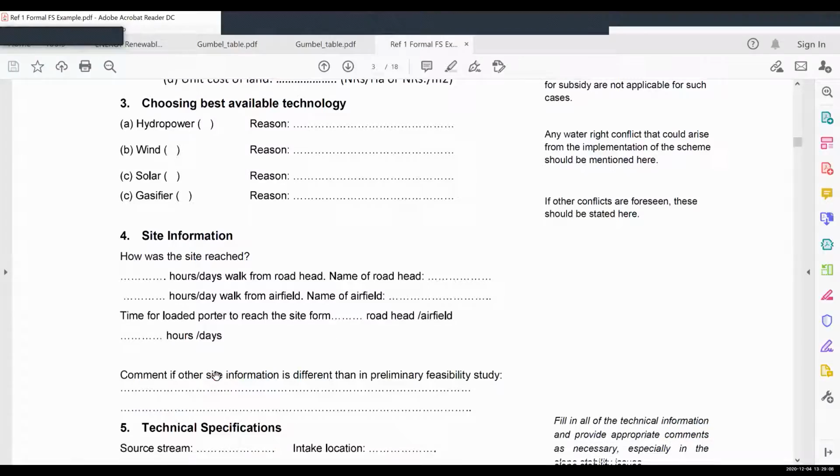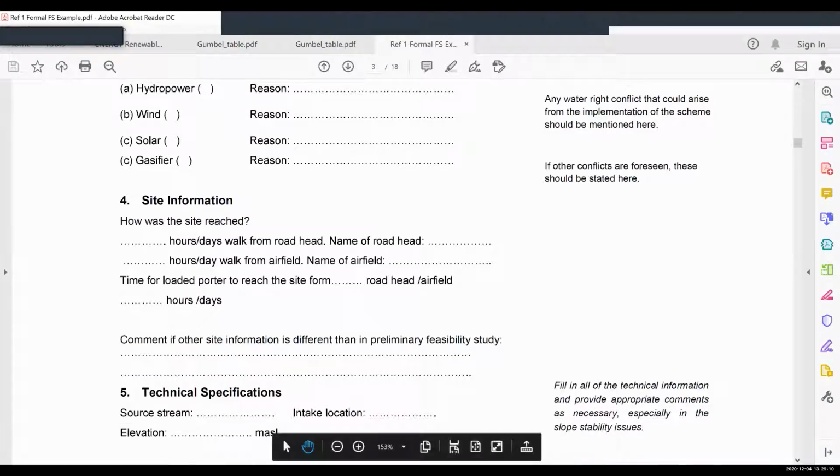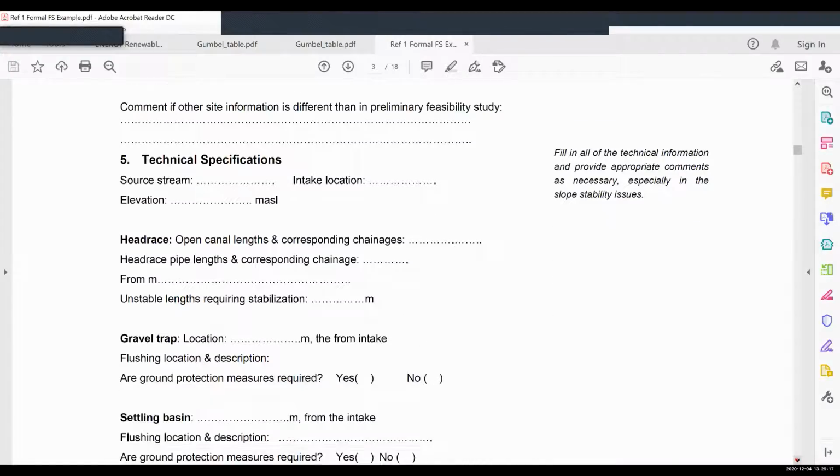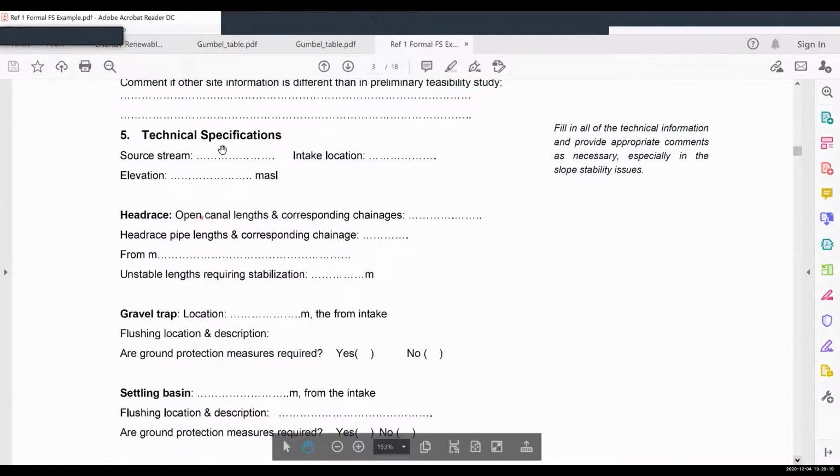So we need to get the site information also. Then we look at the technical information that we want. Okay, what is the source of the stream, the river? Where is the intake location? What is the elevation? Using GPS and other things.